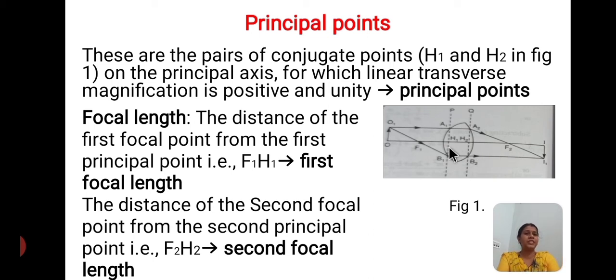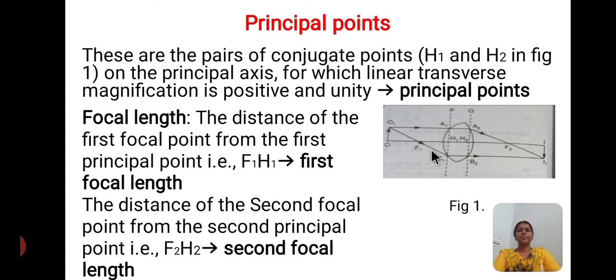So repeating again, H1 and H2 are the principal points. H1 is the first principal point, H2 is the second principal point. F1 is the first focal point, F2 is the second focal point. The distance from F1 to H1 is known as the first focal length. From H2 to F2, it is known as the second focal length. Okay, so now we learnt about these principal points and the focal lengths, that is the first focal length and the second focal length here.